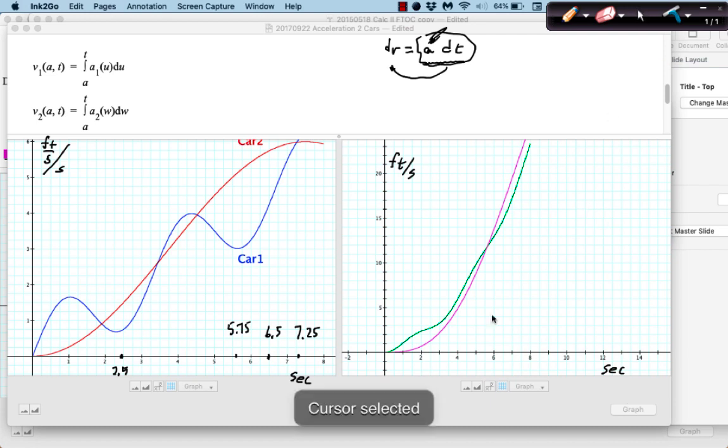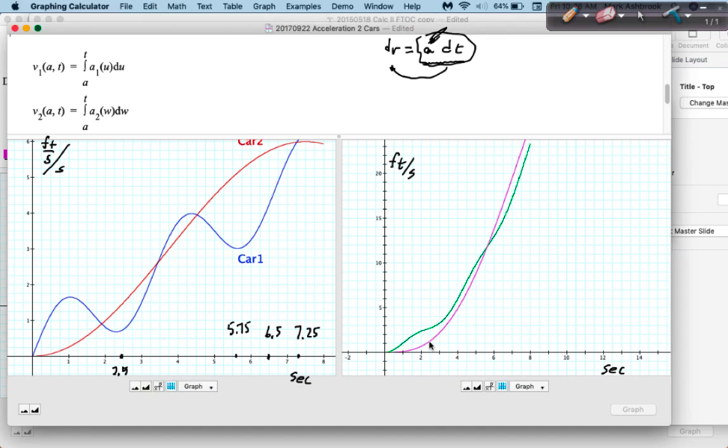First time when? 5.625. Who said 5.75? Nick down here. All right. Yeah, so it's at about 5.6 seconds. The speeds of the car were the same at 11.8 feet per second.